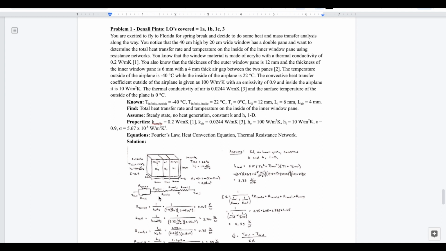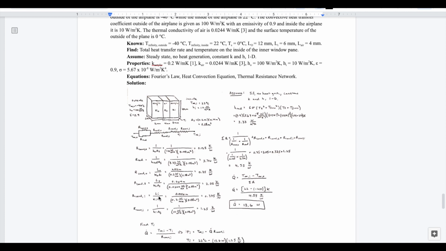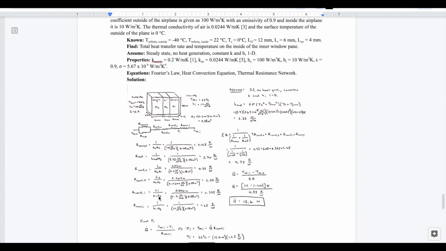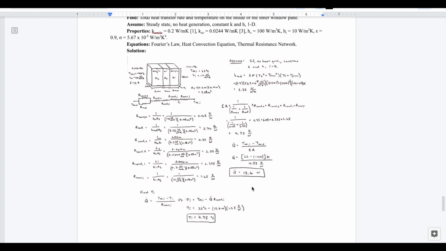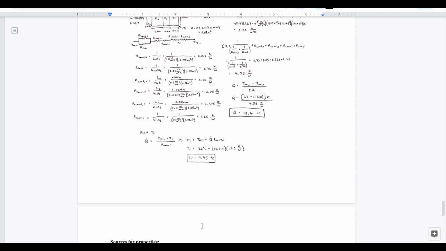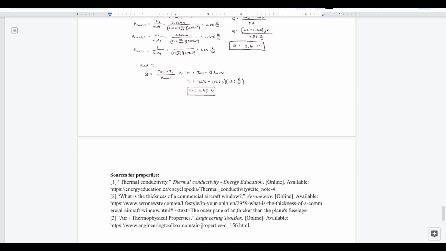Summing these resistances applies learning objectives 1A, 1B, and 1C for conductive, convective, and radiation heat transfer mechanisms. To find the heat transfer coefficient for radiation, the emissivity and the Stefan-Boltzmann constant were used. The overall heat transfer rate was determined to be 13.6 watts, as the inside and outside temperatures are given. Then, using the convective heat transfer mechanism again, the inside window temperature was determined to be 4.95 degrees Celsius. The sources for the various properties are listed below here.